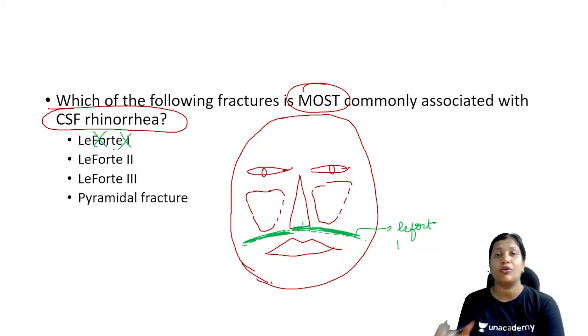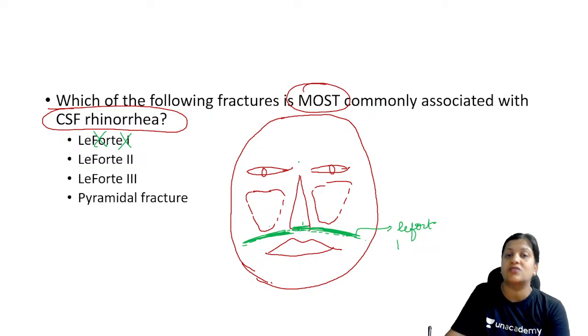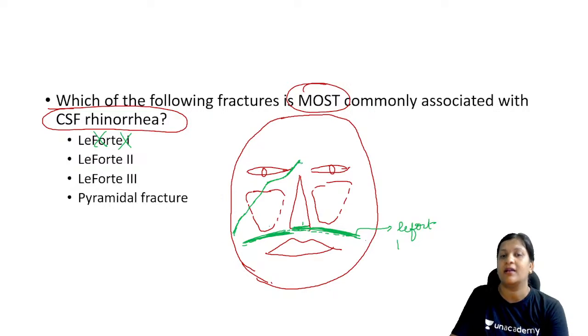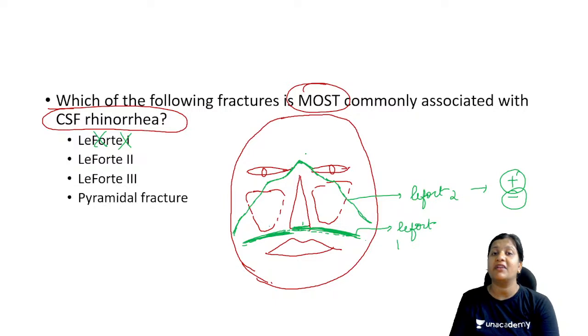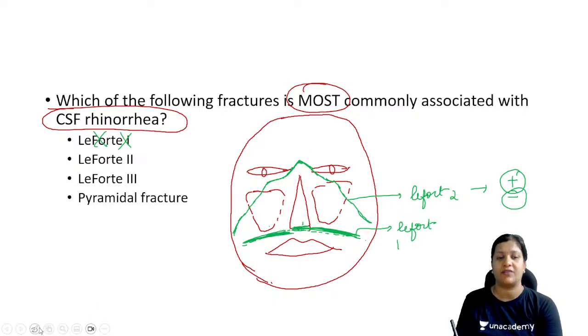What is Le Fort 2 then? This Le Fort 2 starts from the nasion, goes through the medial wall of the orbit, the floor of the orbit and the maxilla like a pyramid. Nasion, medial wall, floor, maxilla. So it's called the pyramidal fracture, which is the Le Fort 2 fracture. Here it might cause it, might not. There is no definite evidence that it can cause CSF rhinorrhea.